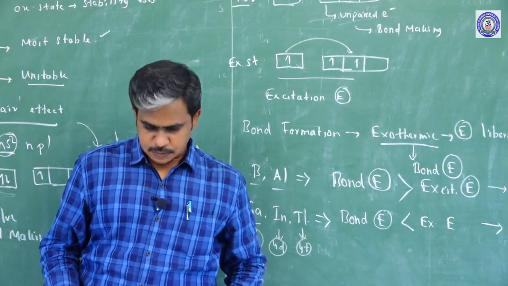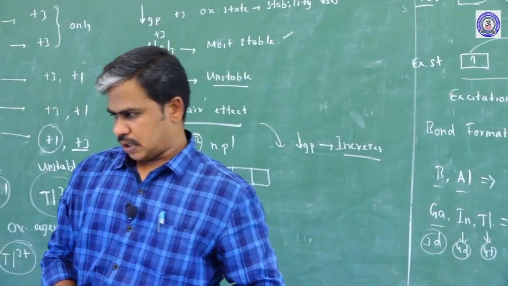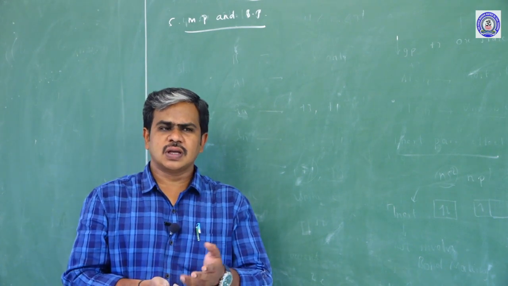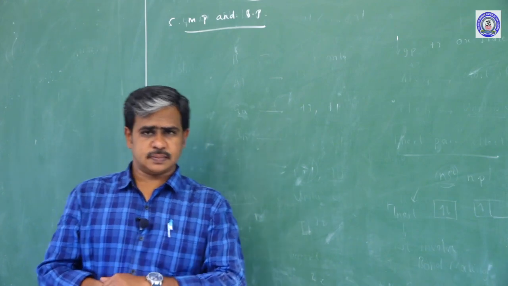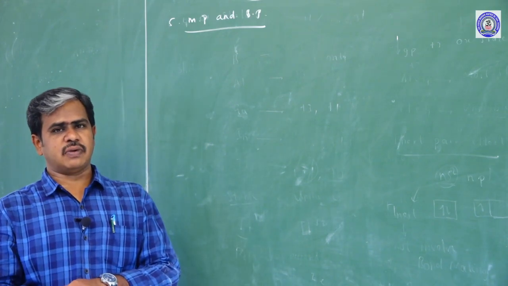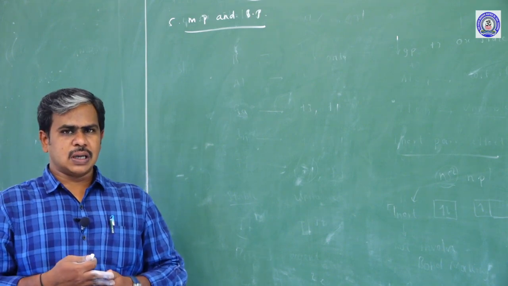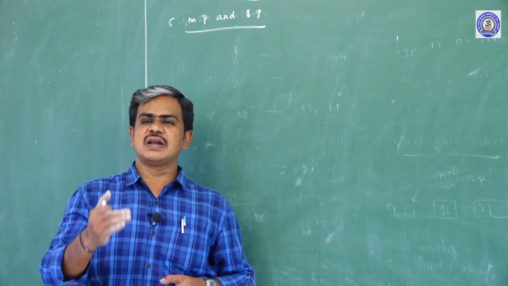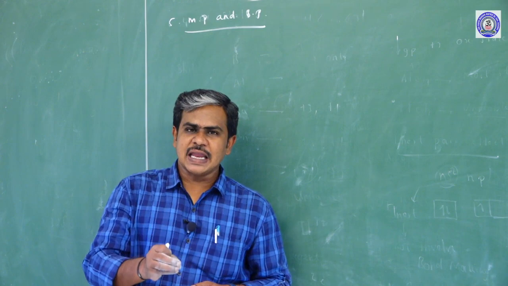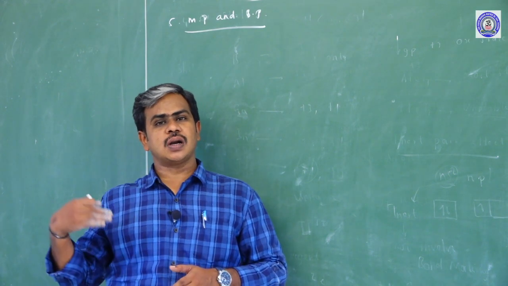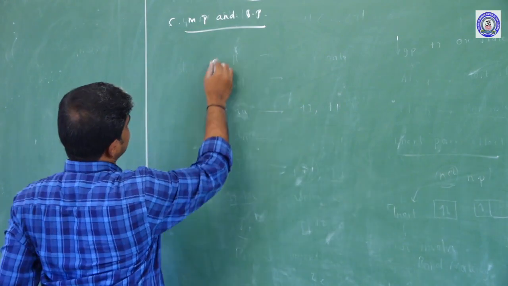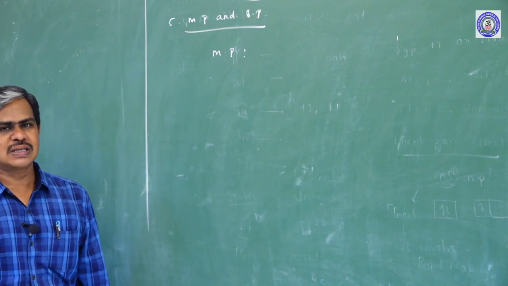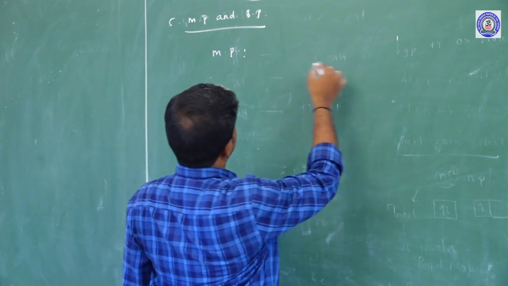Okay. And the next property is melting point and boiling point. Listen students, which one is a liquid metal? You know that. It is mercury. Mercury is a liquid metal. Then one more metal in the 13th group elements is gallium. Gallium exists in liquid state from 29.8 degrees Celsius to 2000 degrees Celsius. So we may take the melting point. The melting point also shows some variation.